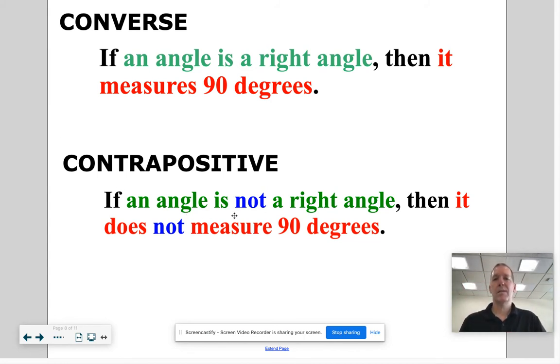So if an angle is not a right angle, so it's got to be some other angle besides 90, then it does not measure 90 degrees. Well, that's actually true, right? If it's not a right angle, that means it has to be something else, like 80 or 45. So the next part says that it does not measure 90. Well, we know that. It measures something else, like 80 or 45 or whatever.